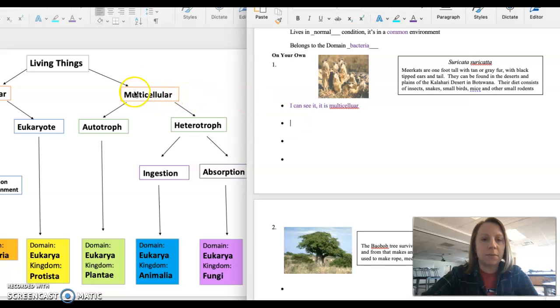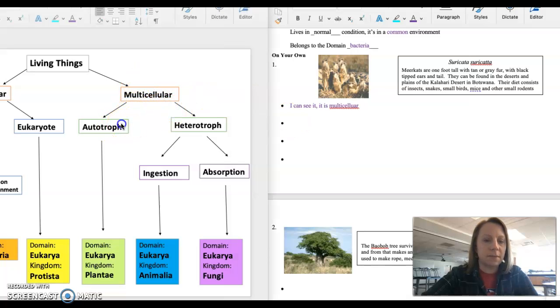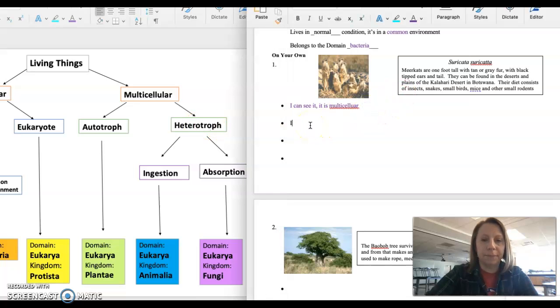So then the next one: it's an autotroph? Does it make its own food or does it not? Well, it's not green, so it cannot make its own food. So it is a heterotroph.